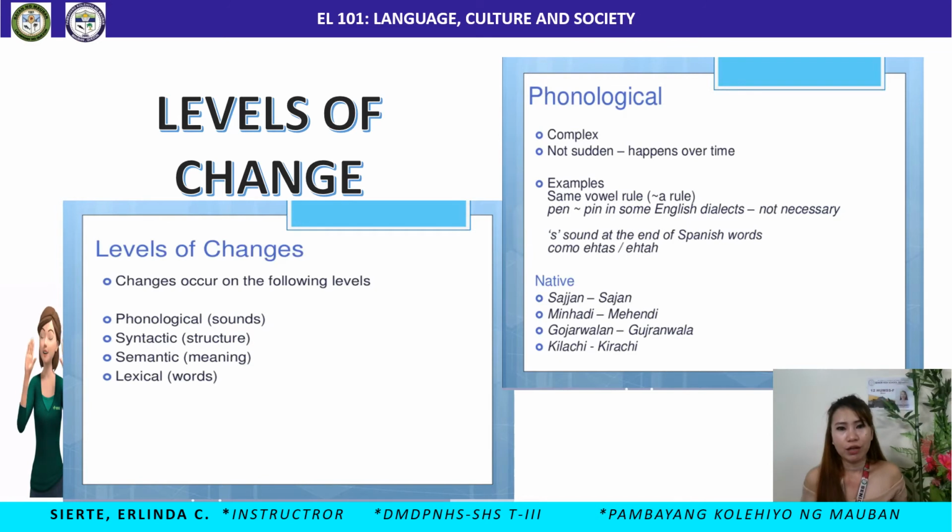While in phonological, we have the complex, and it happens over time. Why? Examples: same vowel rule. Okay, we have pen and pin in some English dialects, and that is not necessary. Okay, for the S sound at the end of Spanish words, como estás, como eta. And then the native examples of the words.